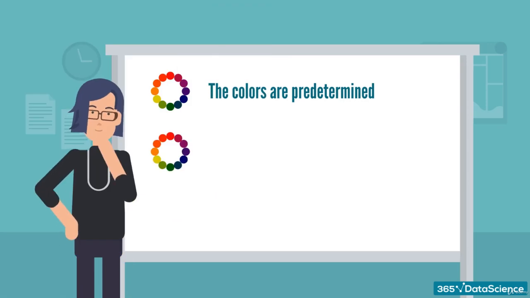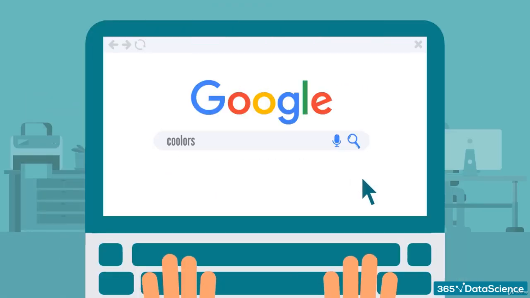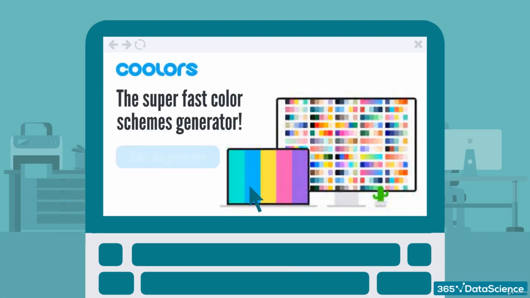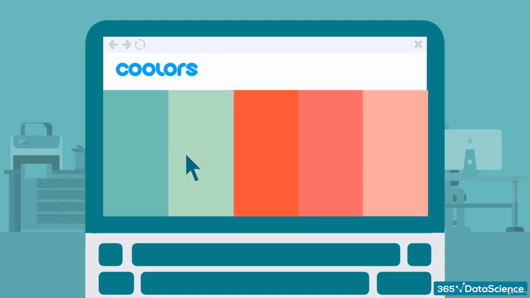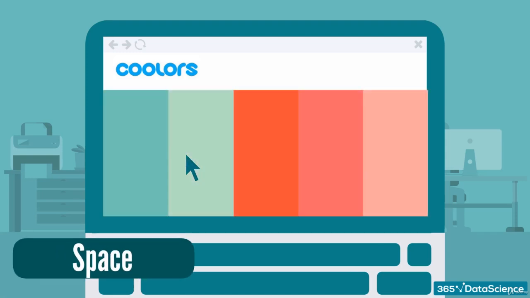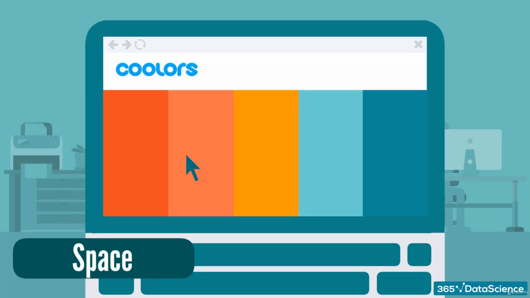Okay. Second, there are online tools that can help. Coolors.co is my favorite. I've been using it for years. Once you enter their website, you can click Start the Generator, and there will be a 5-color palette for you to enjoy. Pressing space, we get a different palette. Space again, one more palette. You can generate as many palettes as you like.